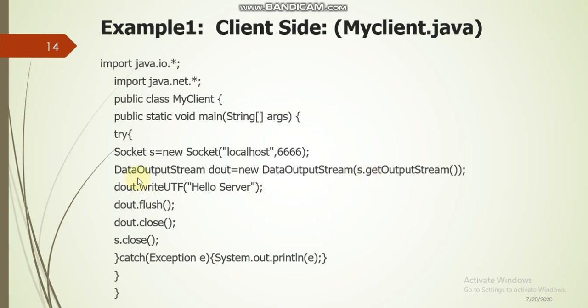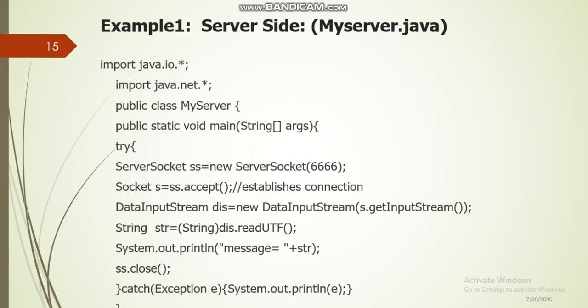Then dout was initialized, that we need to write in the format of UTF the word hello server. It means this statement, we need to send it directly when we run this program. We need to send it to the server side. We have closed the data output stream. We have closed the socket. Now, this program will run at client side. We need to know how to write again at server side.